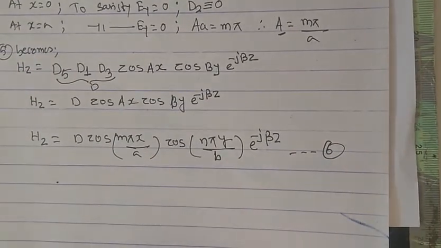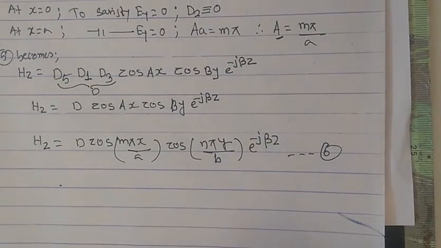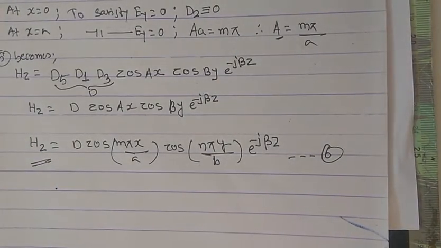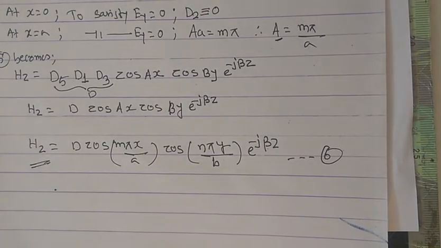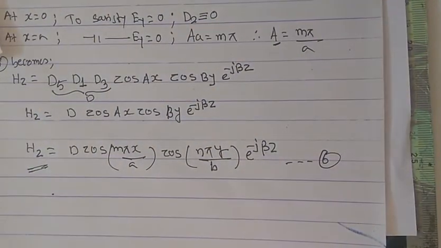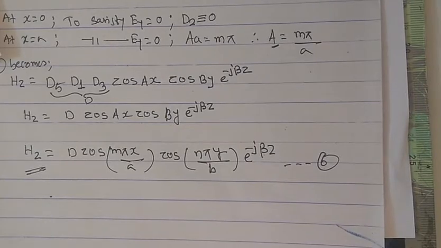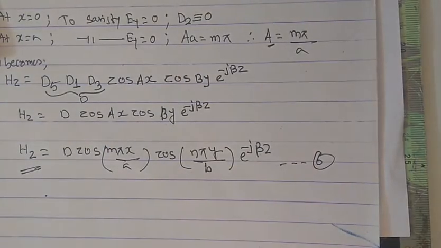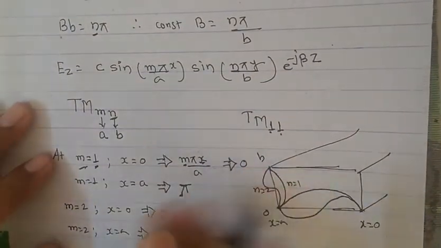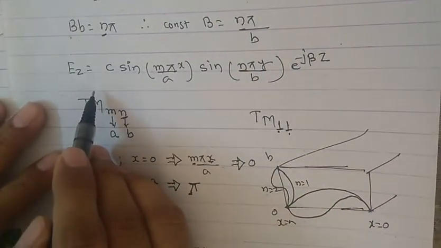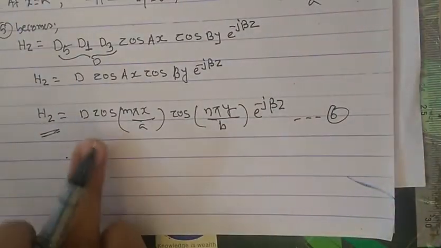This is the complete solution for the wave equation for the longitudinal component of magnetic field Hz. So this is exactly similar to that of TM mode analysis what we have obtained. It is quite similar to that solution. This is what we have obtained for Ez in last lecture: C sin m pi x by a sin n pi y by b e raised to minus j beta z. So this was for Ez. Instead of sin, we now have cos variations for Hz.